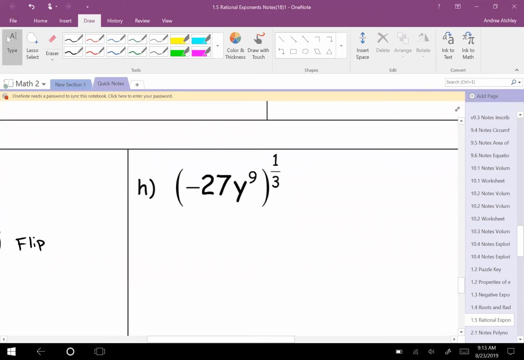Okay, this one. It's still a power, so we're multiplying them, but make sure you apply the 1/3 to both things. So it's -27 to the 1/3, and then y to the 9 times 1/3.